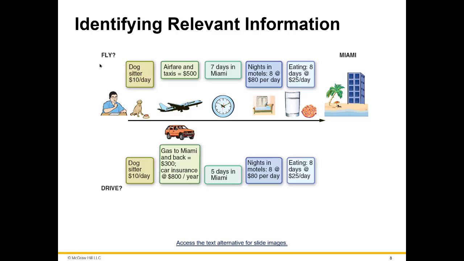If he flies, he's going to have to pay a dog sitter for 7 days. But if he drives, he also has to pay a dog sitter for 7 days. How much is the airfare and taxis versus the gas that would be spent? How many days in Miami? How many nights in motels? And how many days of eating? Okay, so which of these are relevant?